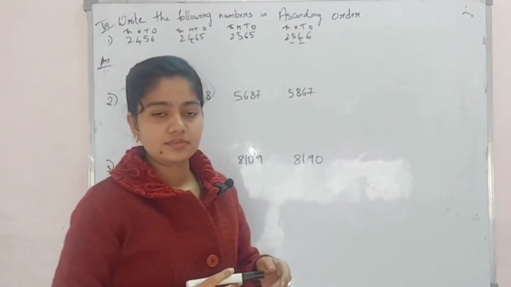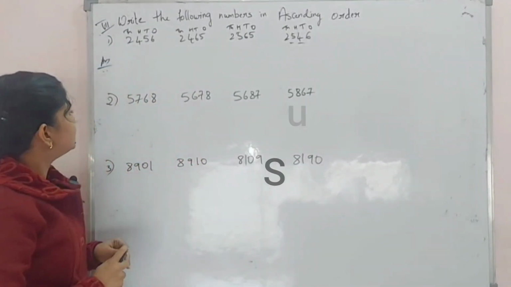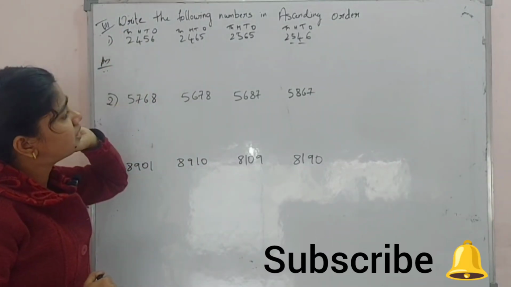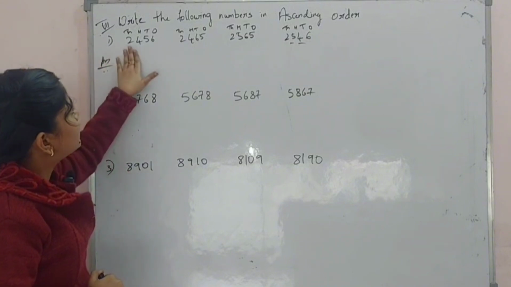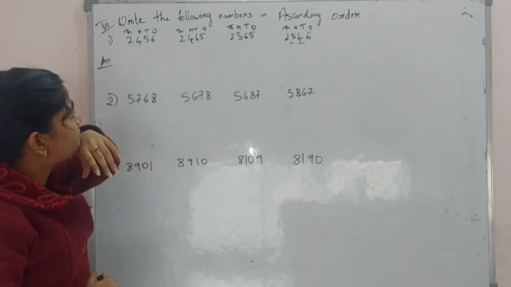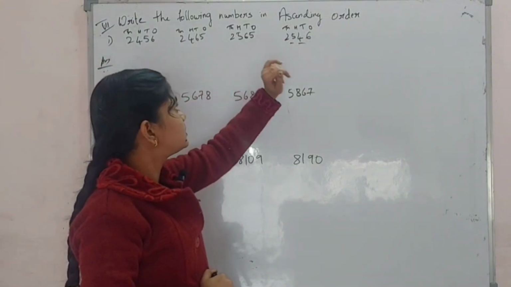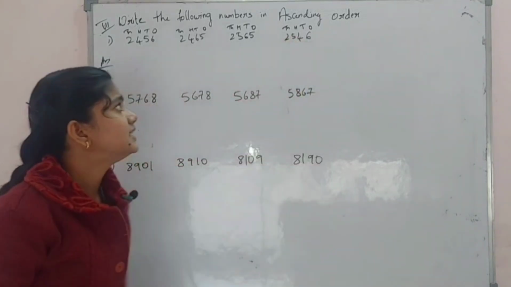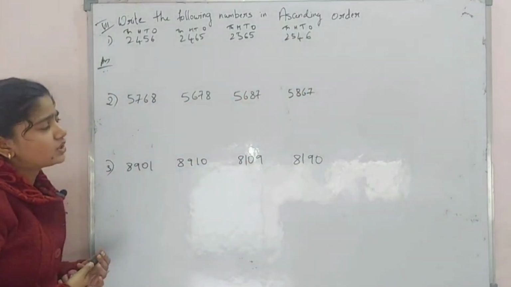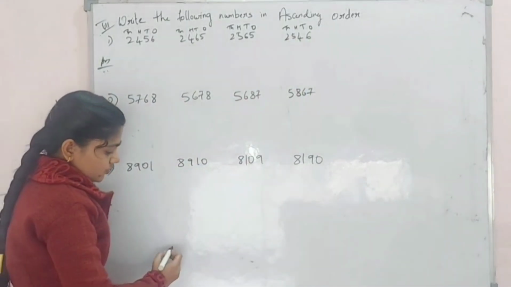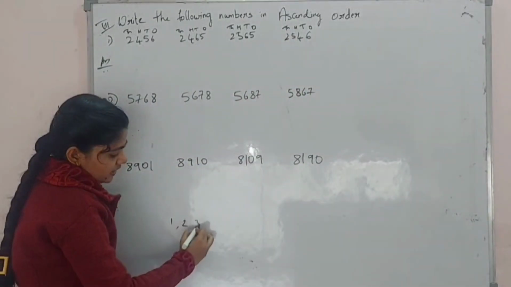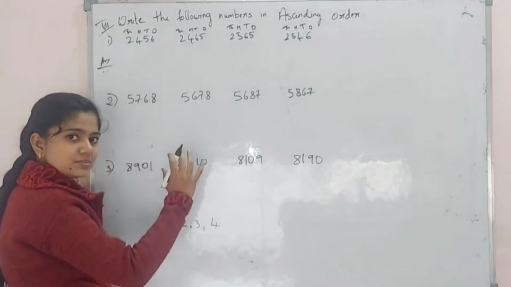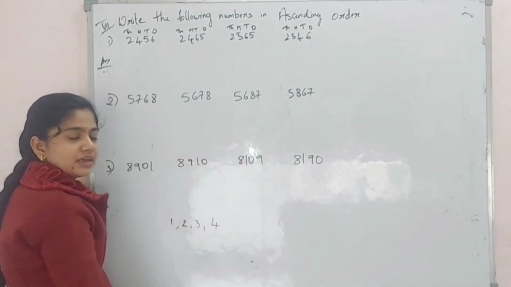Okay, next. Now the 7th one, they have given some numbers and we have to write them in ascending order. They have given 2456, 2465, 2565, 2546. For this we have to write ascending order. What is ascending order? From the smallest to the greatest. These are called ascending order. Got it? First we have to write the smallest number, then the greatest number, in that way.